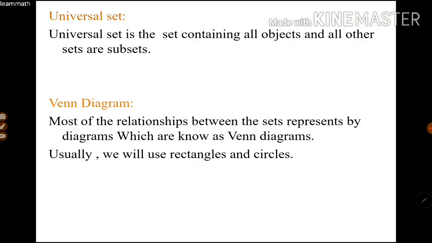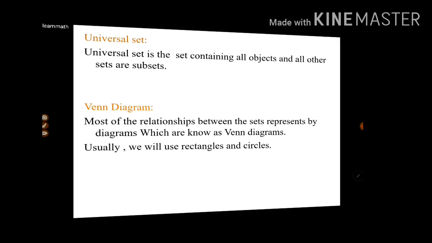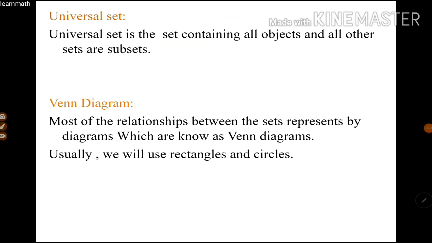What is the universal set? Universal set is the set containing all objects and all other sets or subsets. If you are dealing with some sets, among all the sets, which is the largest one? The largest set is called the universal set, and all the remaining sets are subsets of that universal set.